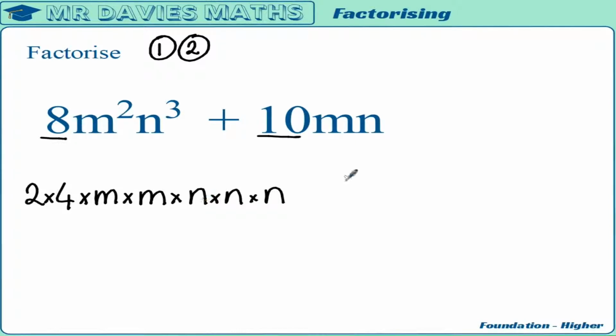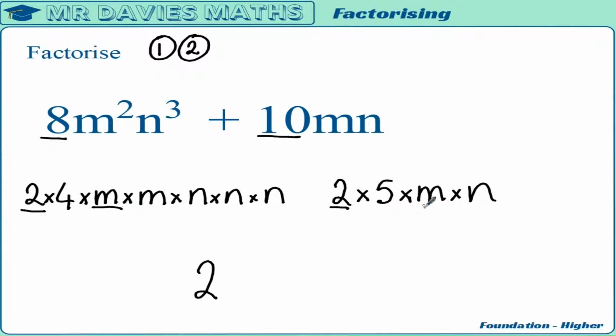This one, how would I start this off? Well, I've got to start with 2, haven't I? Because my common factor is 2. So 2 times by 5 times by m times by n. Right, so my answer is going to be, what's common? They've both got a 2. So I'm going to put my answer down here for this one. So I've got a common factor of 2. They've both got at least 1 m, so that can sit on the outside. And they've both got at least 1 n.